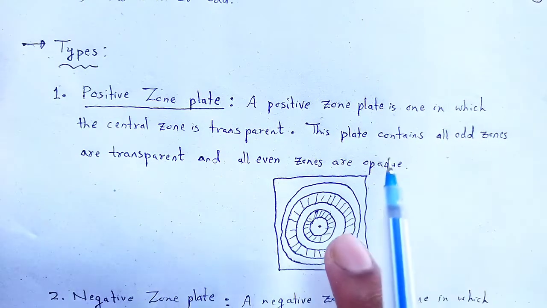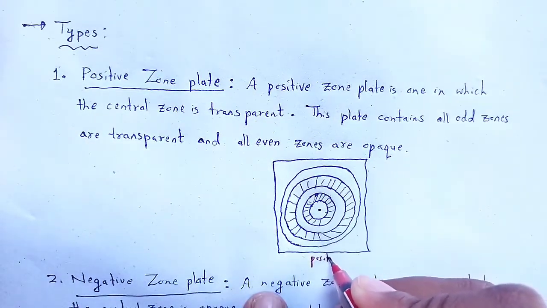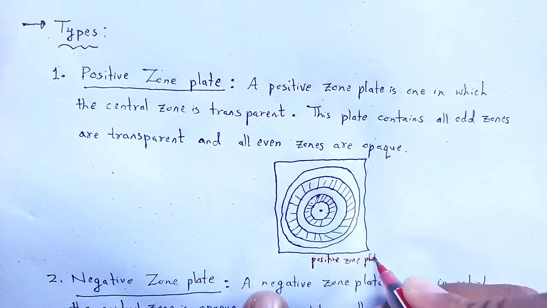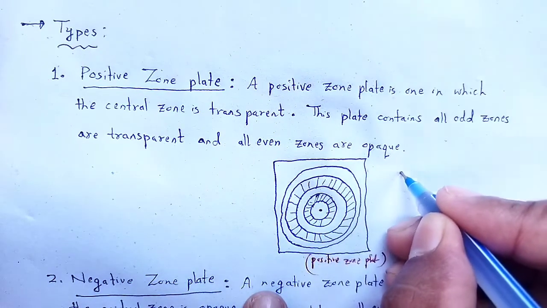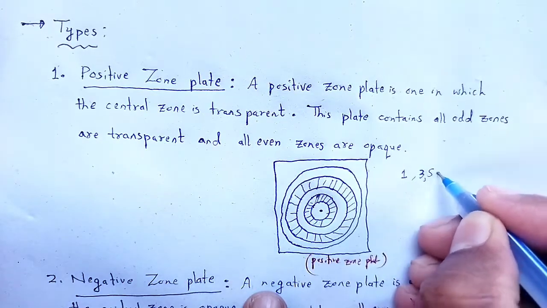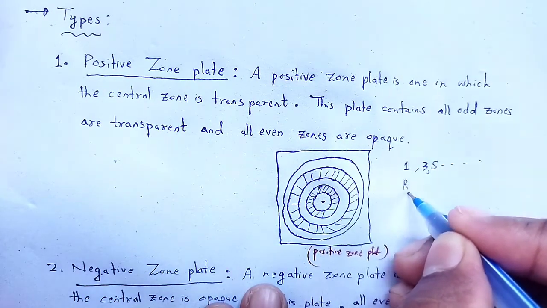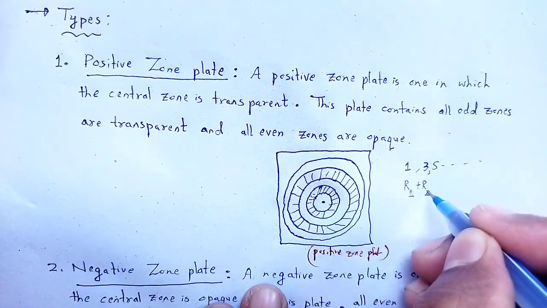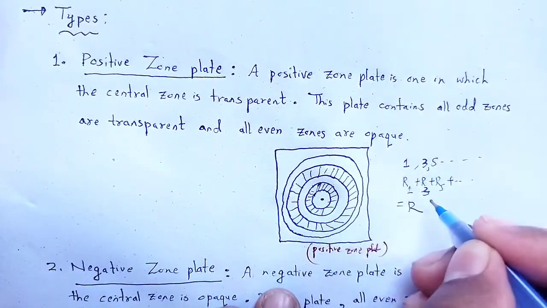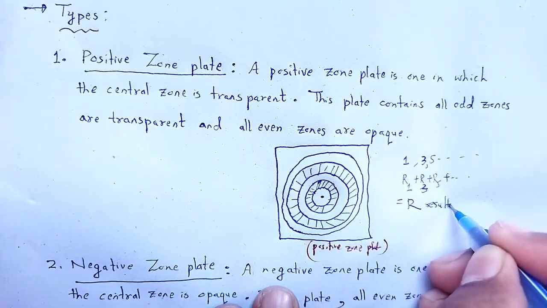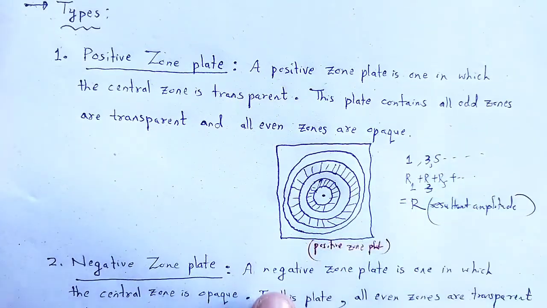So, we know the resultant amplitude due to the positive zone plate. The resultant amplitude due to zones 1, 3, 5 and so on is taken as the resultant of the first half period zone, that is R1, here R3, here R5 and so on. That will be the resultant amplitude due to the positive half period zones.